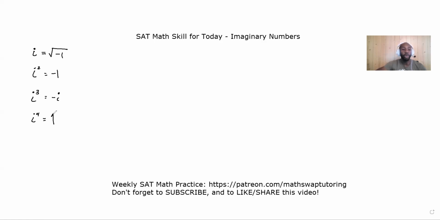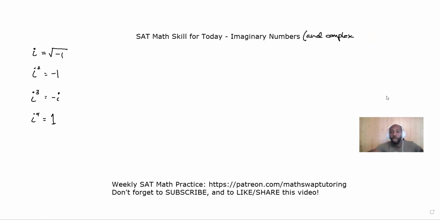So this becomes important when you solve more detailed problems that involve imaginary numbers, or what we'll call complex numbers. Now, this is what i stands for. The opposite of an imaginary number is a real number, and a real number is just a number that doesn't have i in there, to be honest.